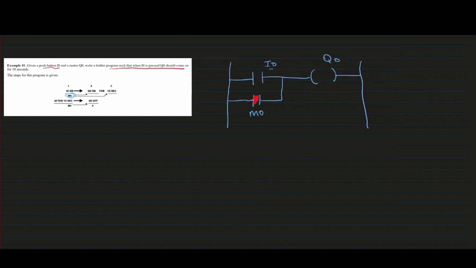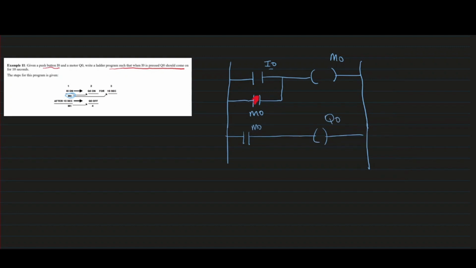At this output, just to segment it and make it look neater, M0 will be here, and then M0 will act as the new input for the motor. So you understand this part.